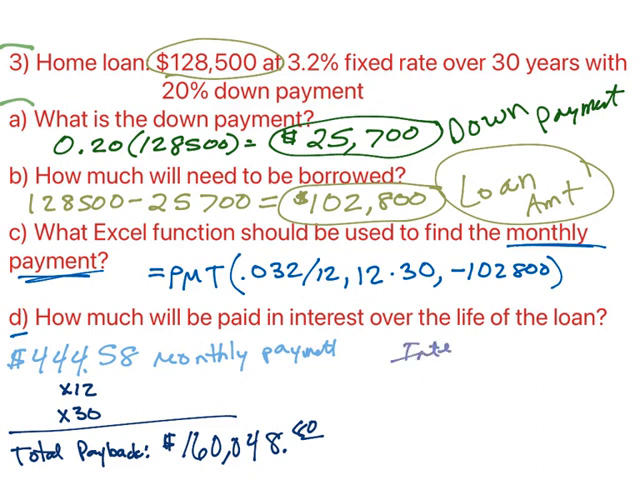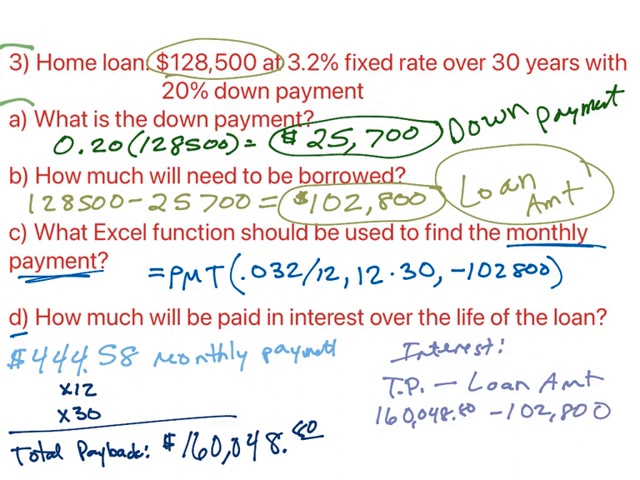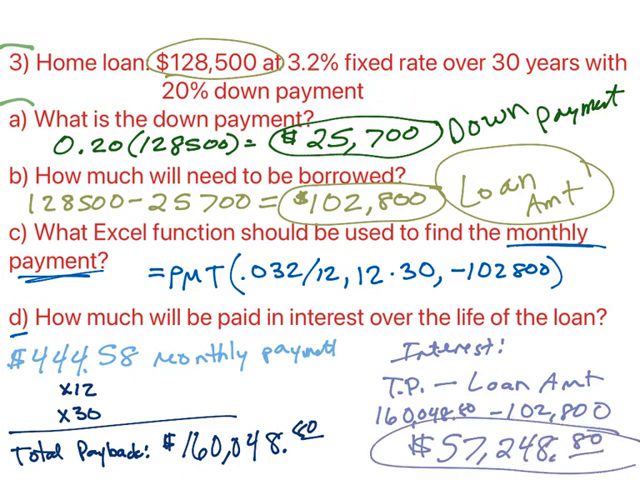So interest is found by taking the total payback minus the loan amount. So I'm going to take 160,048.80 minus 102,800, and I get an interest amount of $57,248.80. So I like that problem because it breaks it down step by step.